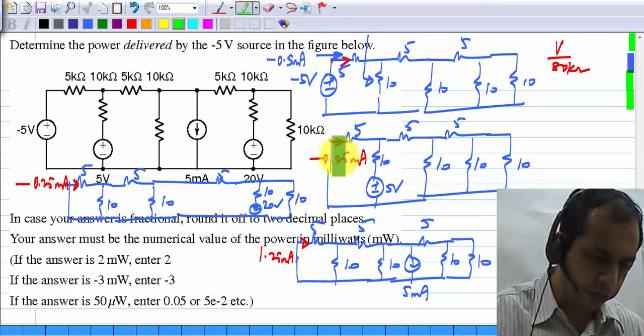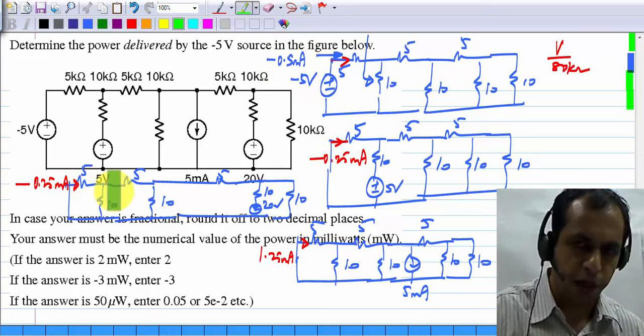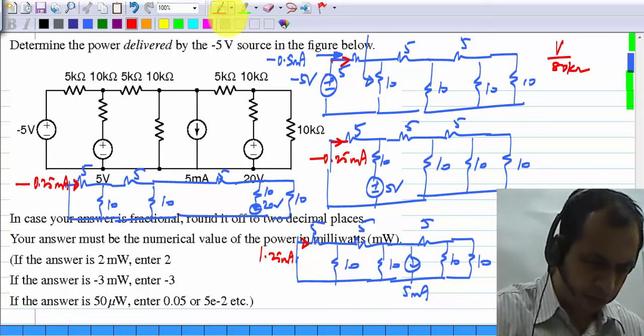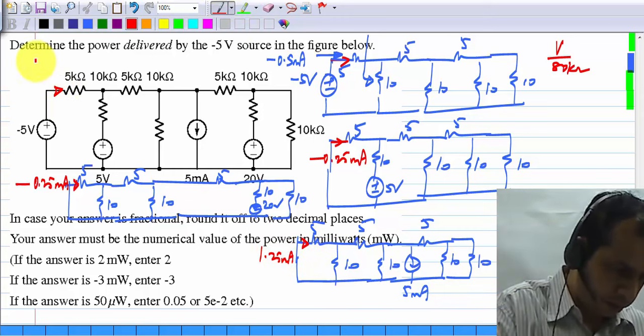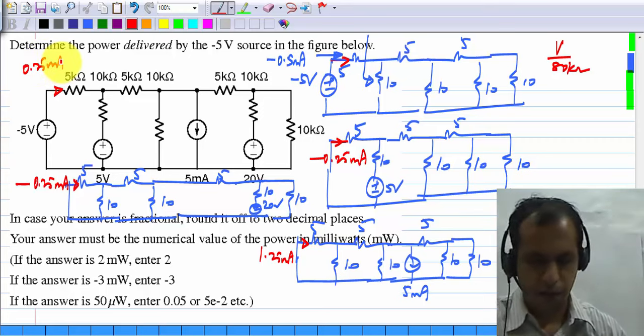Okay. So if we sum up all these things, what do we get? Minus 0.5, minus 0.25, minus 0.25, that gives you minus 1 milliamp, plus 1.25 milliamps. So the net current is 0.25 milliamp in that direction.